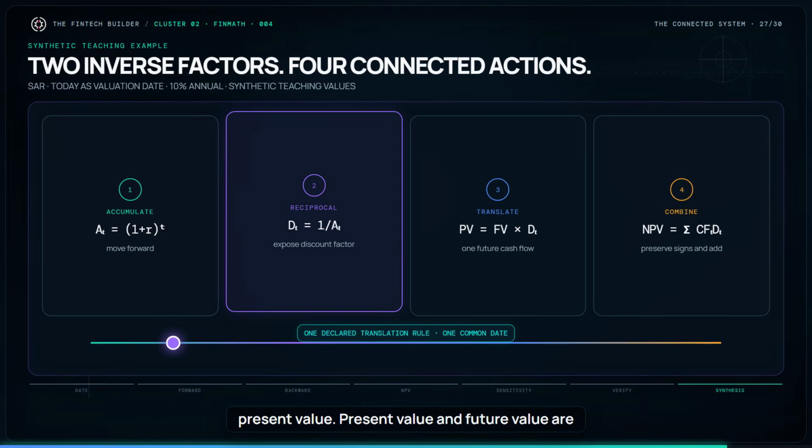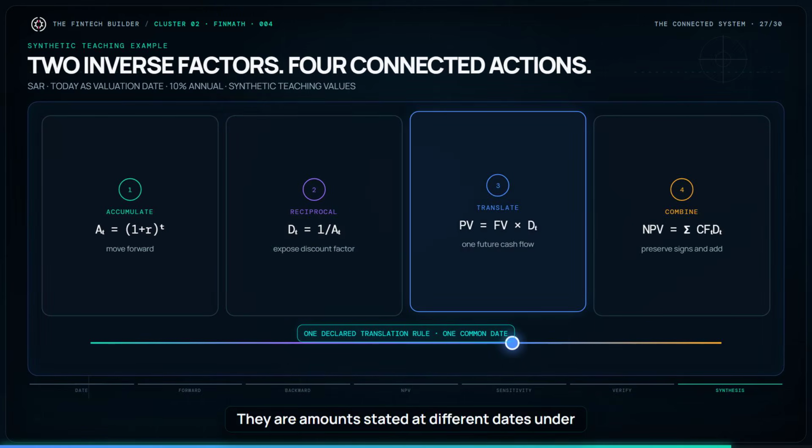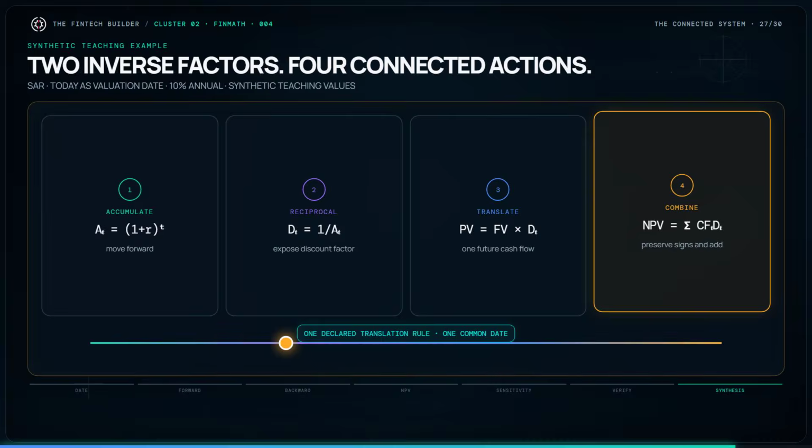Present value and future value are therefore not different species of money. They are amounts stated at different dates under one declared translation rule.